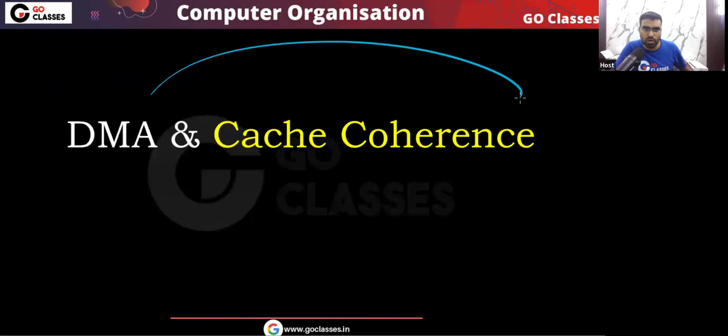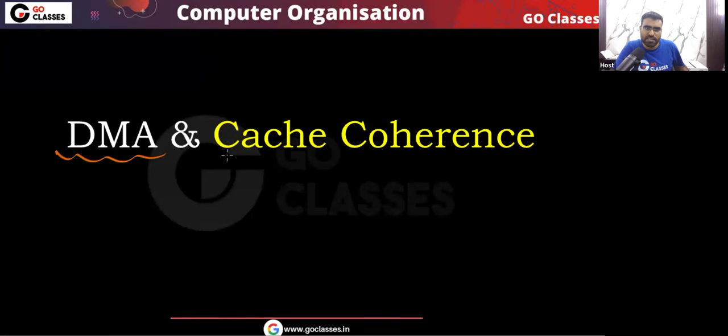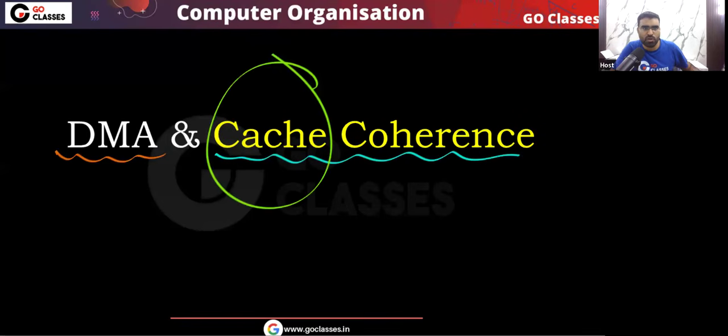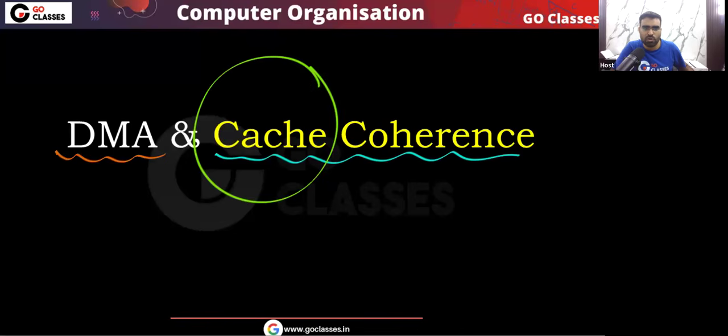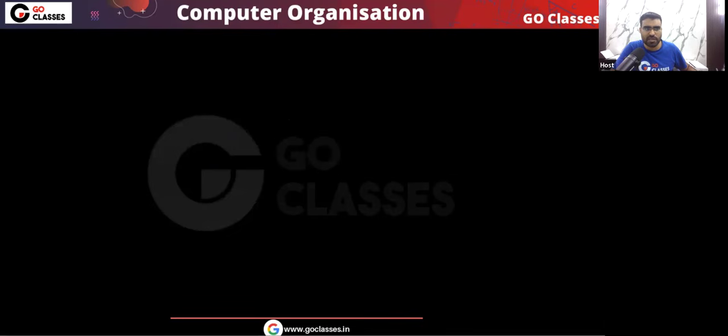Yes. This is called the cache coherence problem. In the case of DMA, there is this cache coherence problem. You can call it cache memory or you can call it cache. So in the case of DMA, this cache coherence problem can be there. Let me explain this cache coherence problem. It is like this. See, this is your main memory.